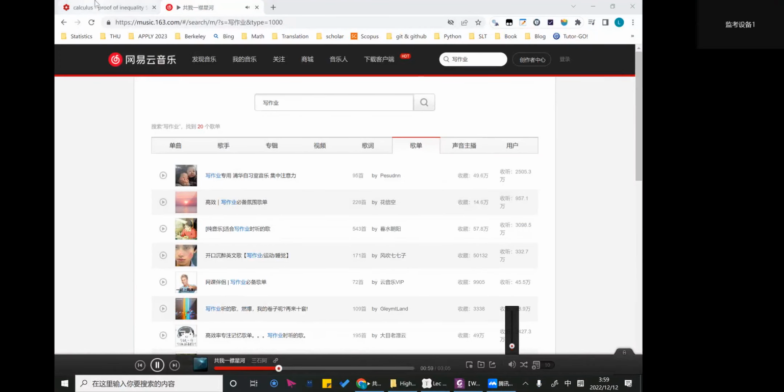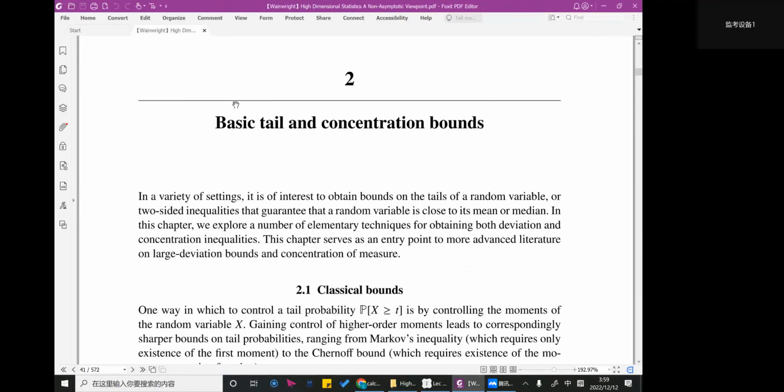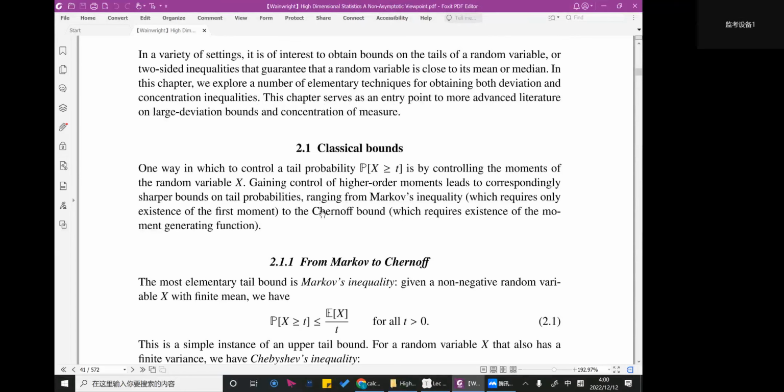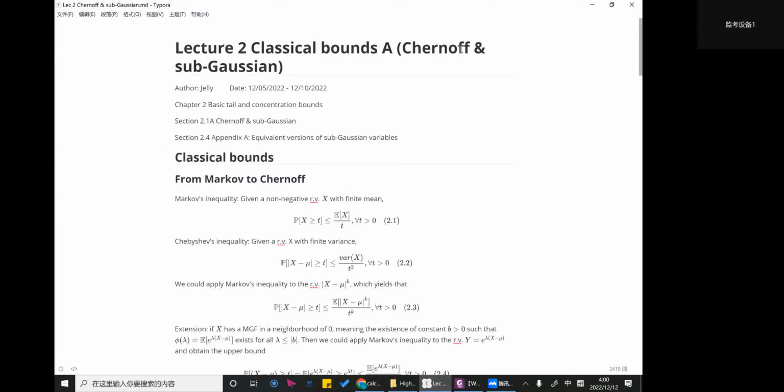Hi, so today let's start chapter 2 of Wainwright's book. It's about basic tail and concentration bounds. And today we're going to talk about section 2.1. The first part of this subsection is about Chernoff and sub-Gaussian.